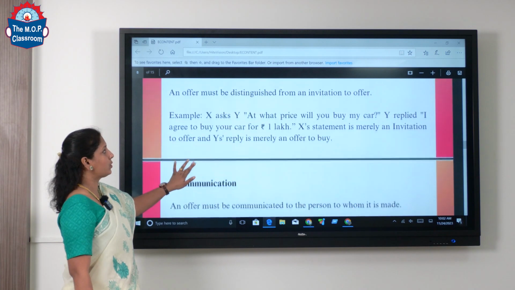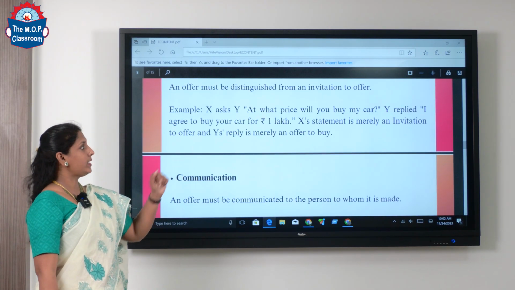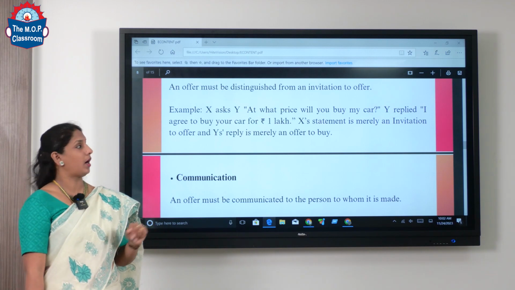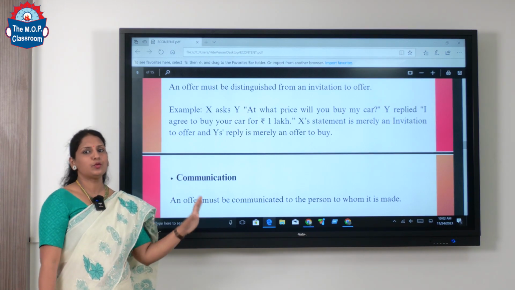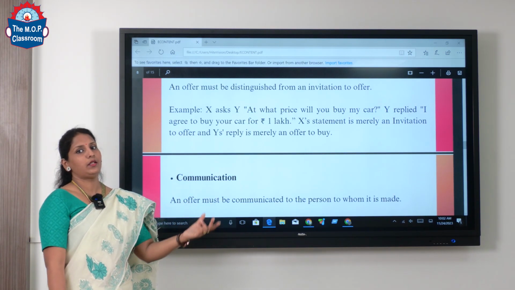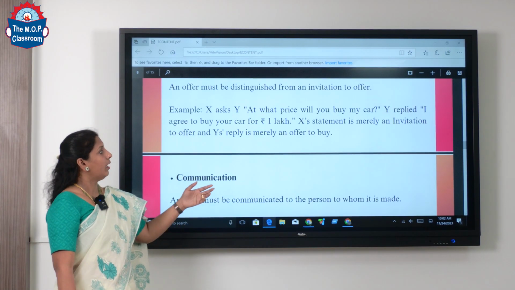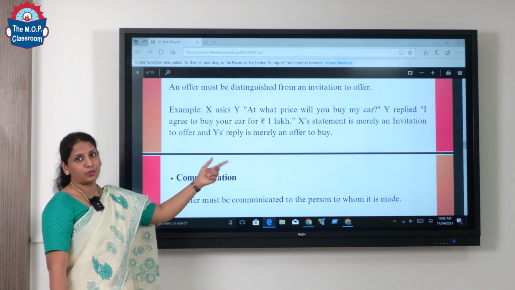So here X asks Y, at what price will you buy my car? For that, Y has replied that I agreed to buy your car for 1 lakh. This is also just a statement. X's statement is merely inviting Mr. Y to buy his car, and Y is replying, merely giving an offer to buy.